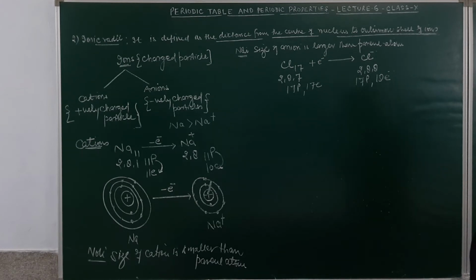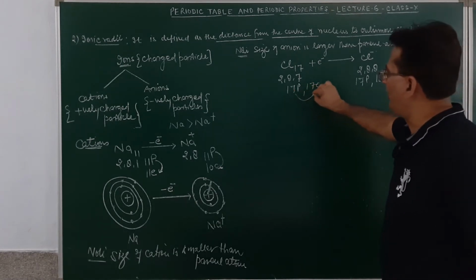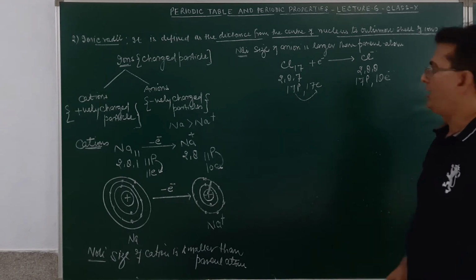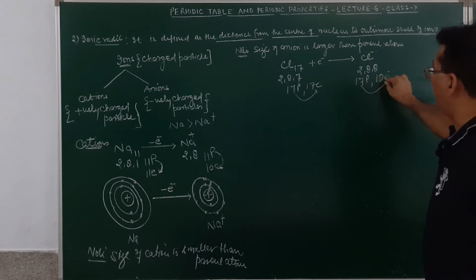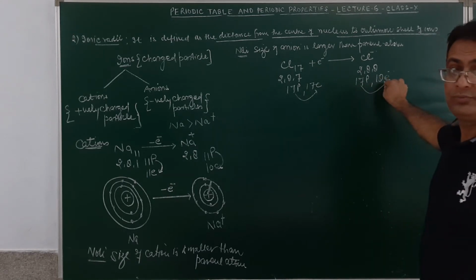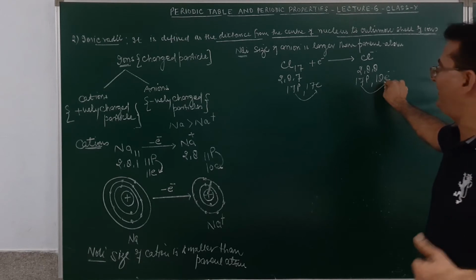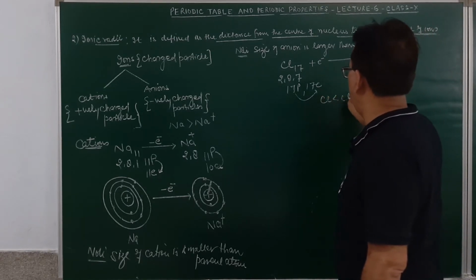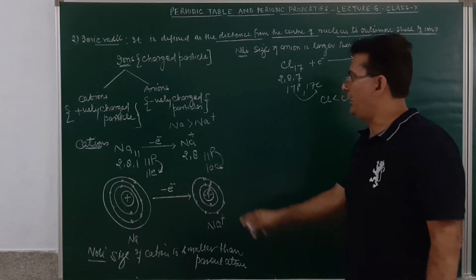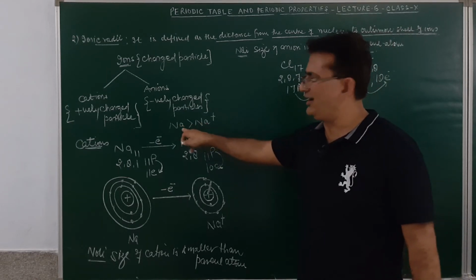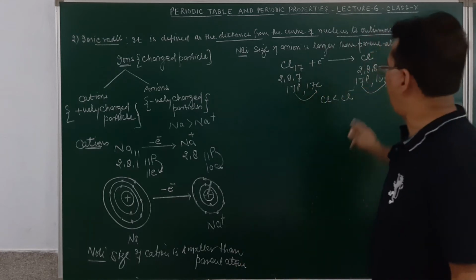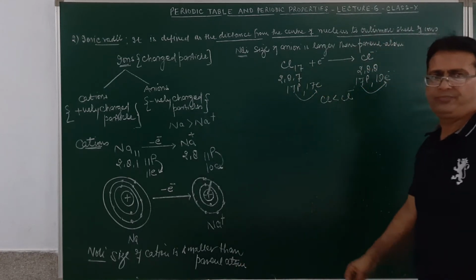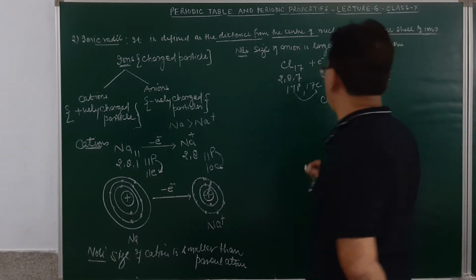Yes or no? Here 17 protons attract 17 electrons. Here 17 protons attract 18 electrons. So attraction will be less. So anions are larger than the parent atom. Here the cation was smaller than the parent atom. Anions are larger than the parent atom. You may understand it in this manner also.